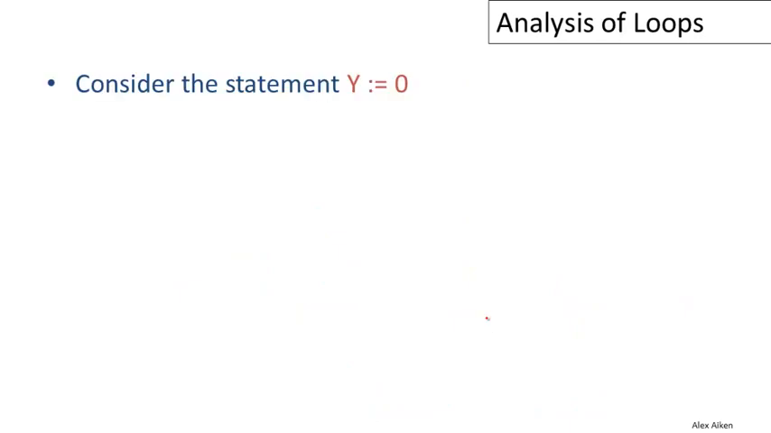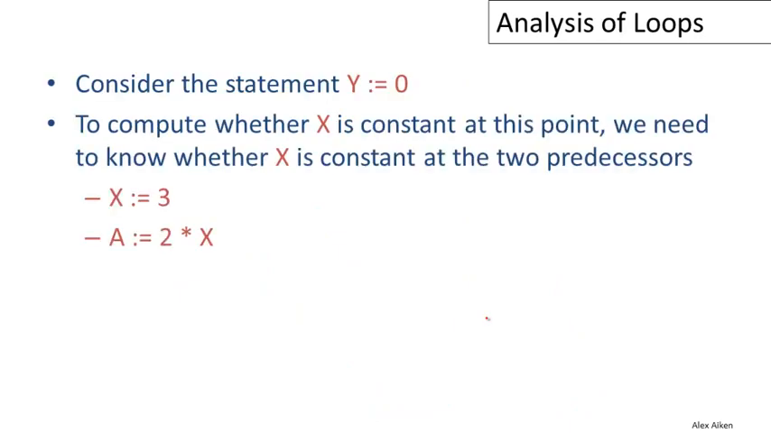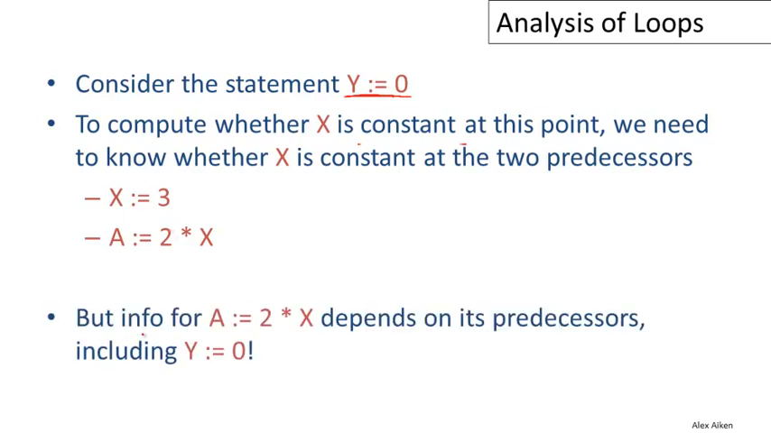So to be more precise, looking at that particular statement again, in order to compute whether x is constant at the point right before the statement y equals 0, we need to know whether x is constant at the two predecessors, and that information depends on its predecessors, which include y equals 0. Okay, so this is the conundrum. So how are we to solve this recursive problem?